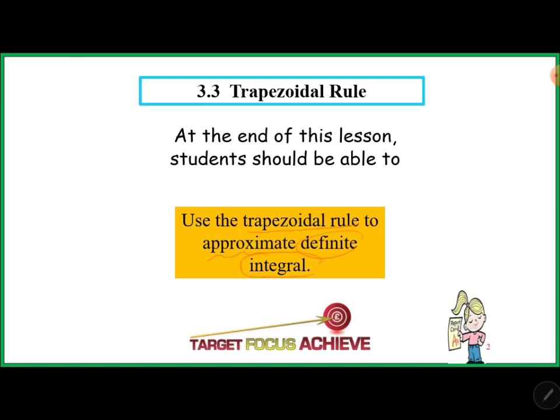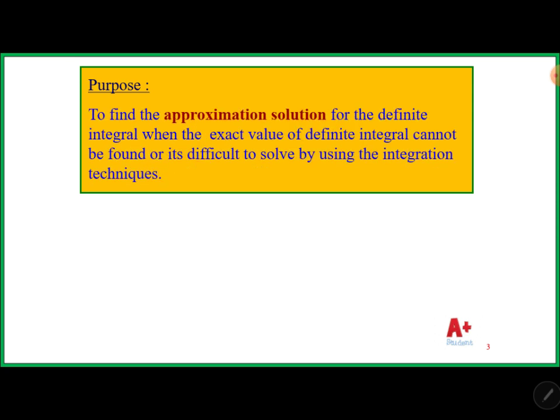Now we want to find the definite integral by using the trapezoidal rule. What is the purpose of this subtopic? To find the approximation solution. The keyword here is approximation for the definite integral, when the exact value of the definite integral cannot be found or is difficult to solve by using the integration techniques.